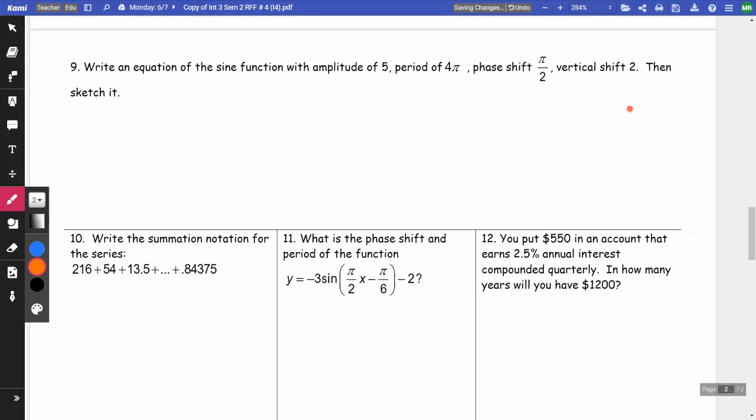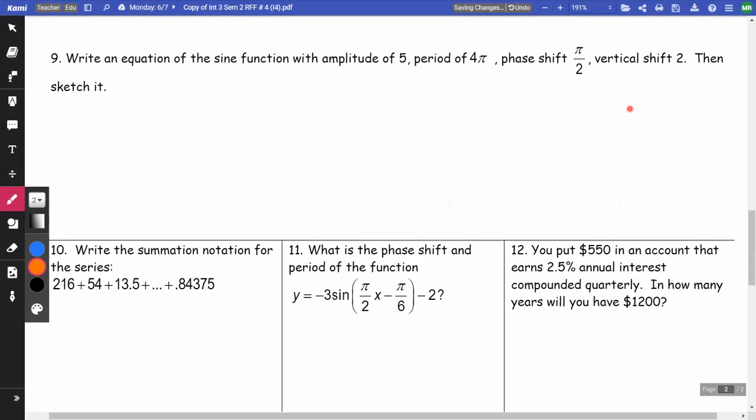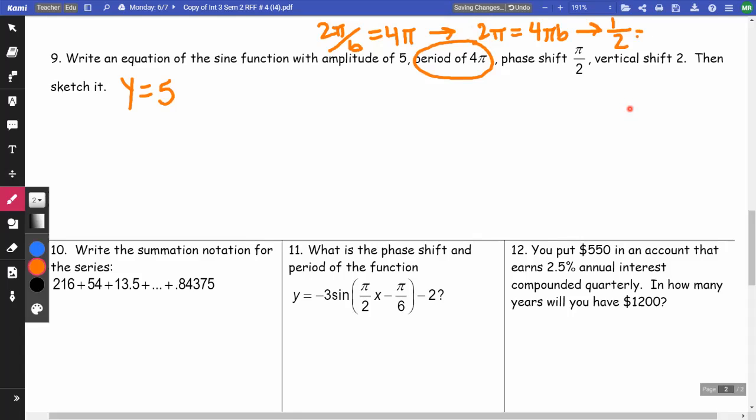Okay, write the equation of the sine function with amplitude 5, period 4 pi, phase shift pi halves, vertical shift 2, then sketch it. Okay, so this is going to be y is equal to 5. And since my period is 4 pi, period is 2 pi divided by b, and that equals 4 pi. So that means I get 2 pi is equal to 4 pi b, which means I get 2 pi over 4 pi, or 1/2 is equal to b. So I'm going to have sine 1/2.